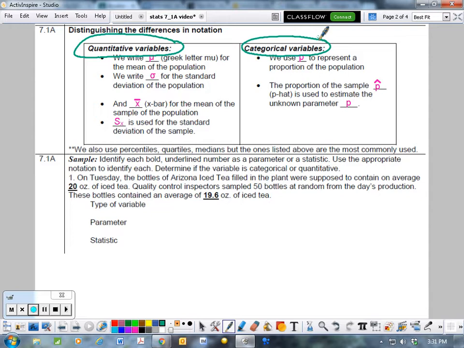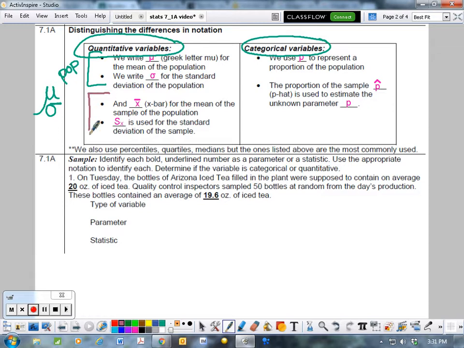So what we have is, when we're dealing with populations, we use the symbol mu, which is the letter U with a long tail in front. That is for the mean of a population. And then we use lowercase sigma, which looks like a circle with a line coming out from the top. That is for the standard deviation of a population.